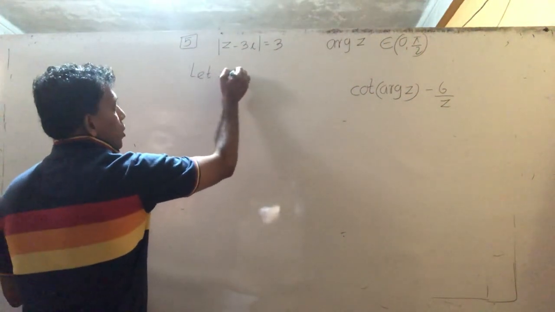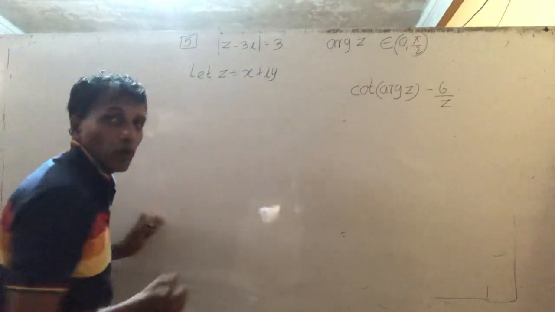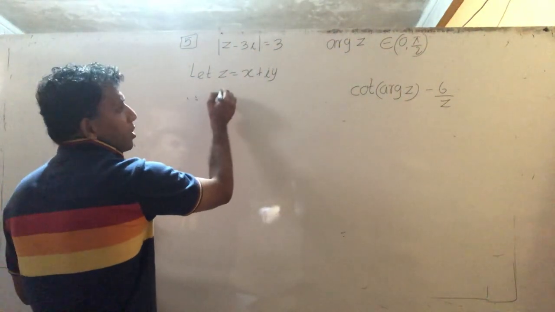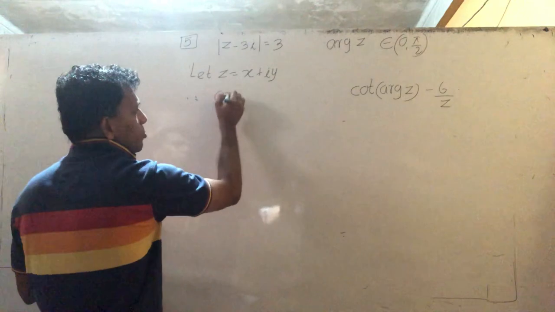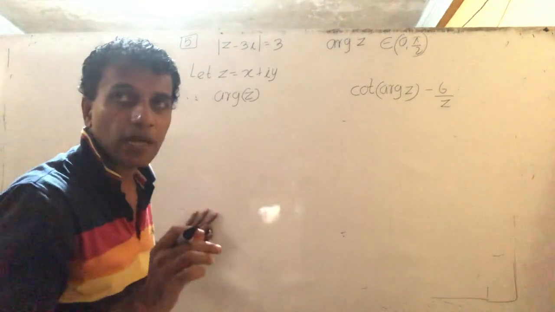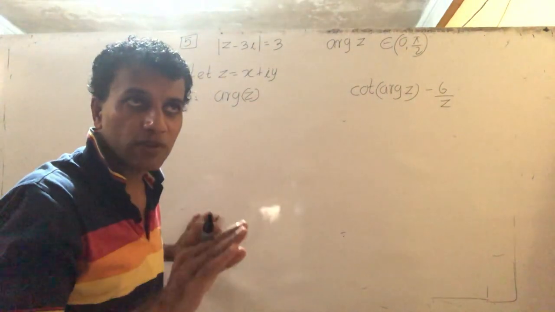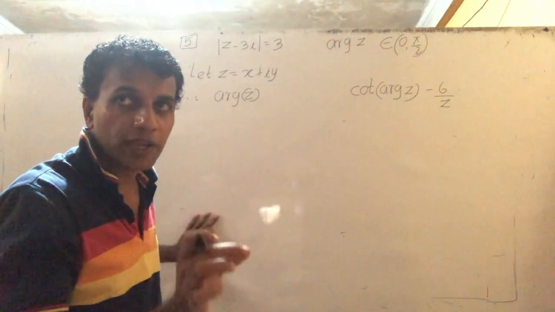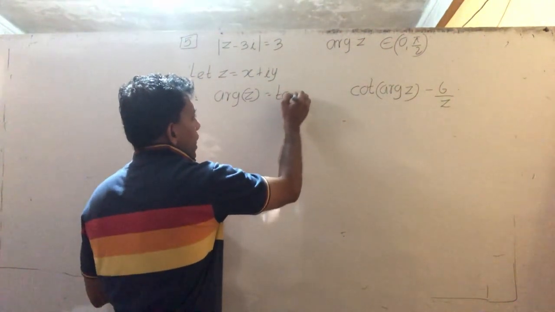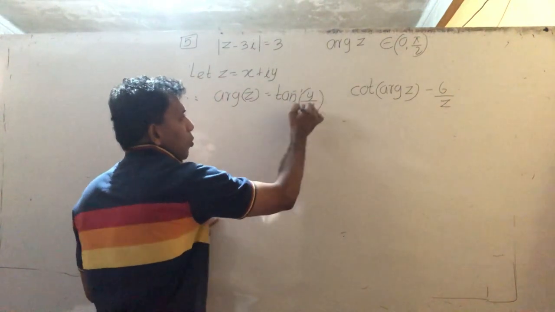z equal x plus i y. Therefore, what is the argument? Argument of a complex number. What is the argument of a complex number if it is given in the Cartesian form x plus i y? Tan inverse imaginary part over real part. Therefore, it is tan inverse y over x, right? Y over x.